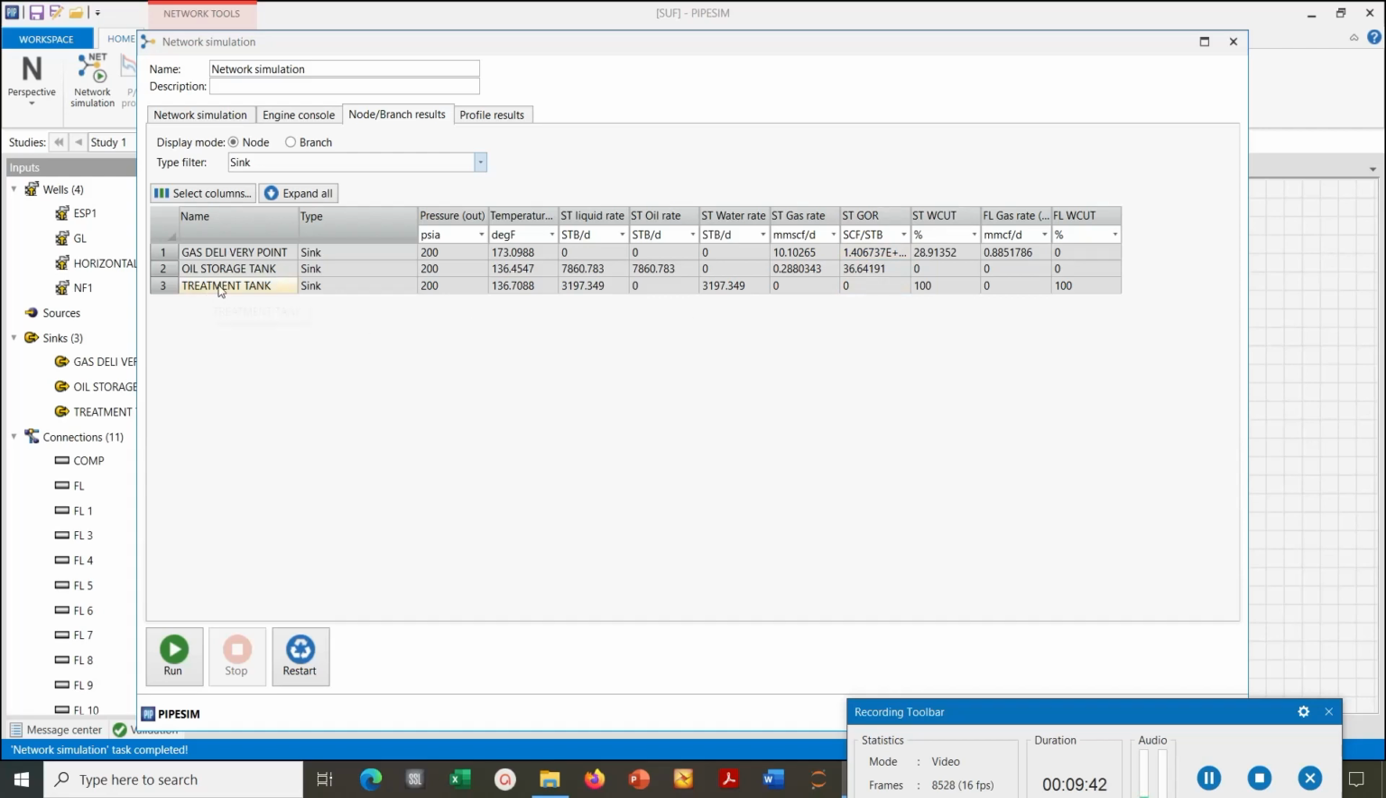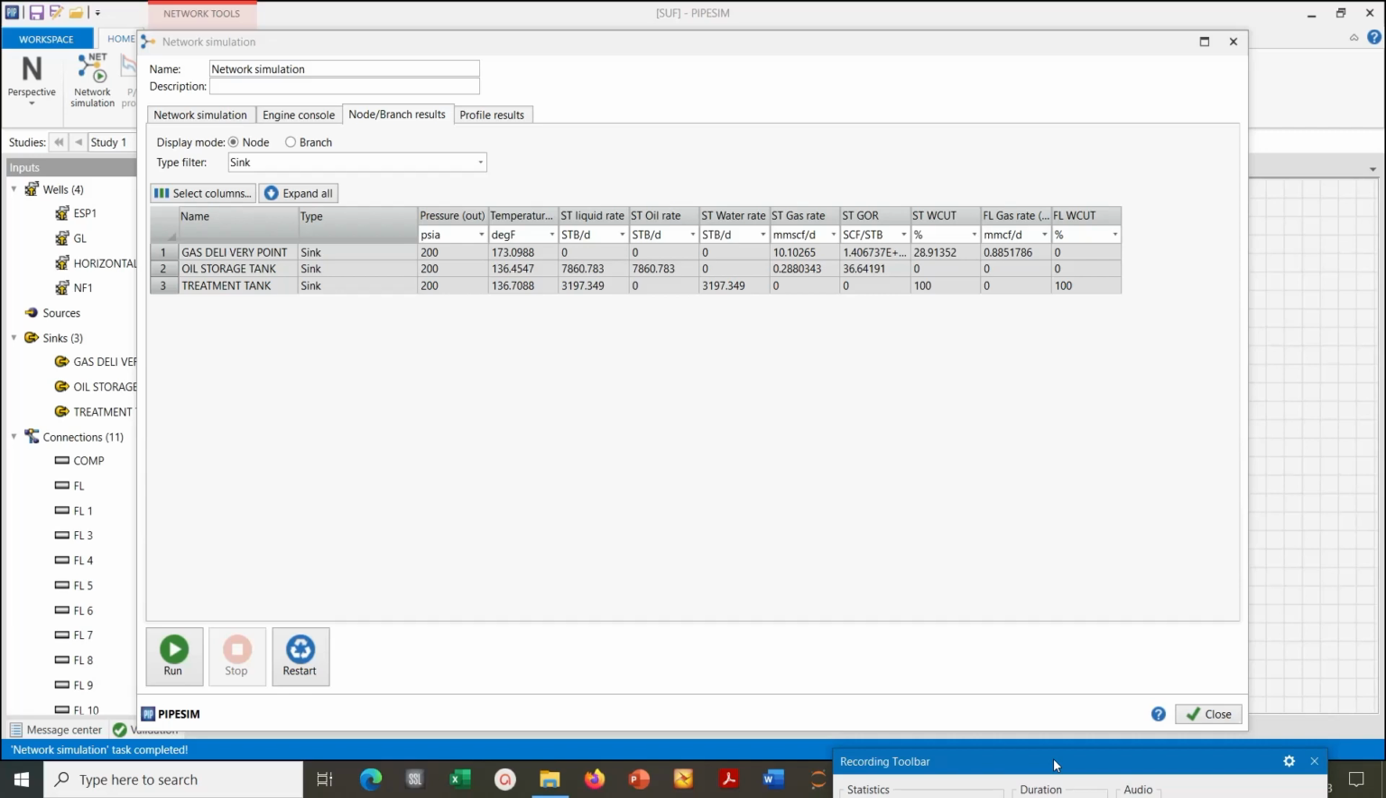Then for water, we have about 3,197.349 stock-tank barrels. Then oil is 0, and then water is the same volume. So the water tank contains no oil and has no gas content. So the 3-phase separator was able to separate oil, water, and gas.